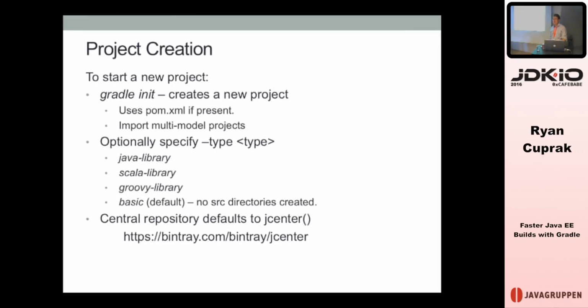So project creation is straightforward, although not as straightforward as it is with Maven. With Maven, you've got archetypes, a predefined project structure which you can bang out. With Gradle 3, we've got gradle init, so it'll create the initial project for you. If there's a POM file already there, it will read the POM file in and try creating Gradle files for you to mirror that project.